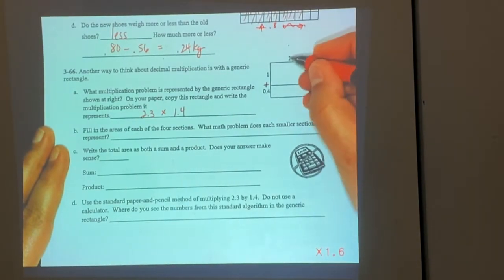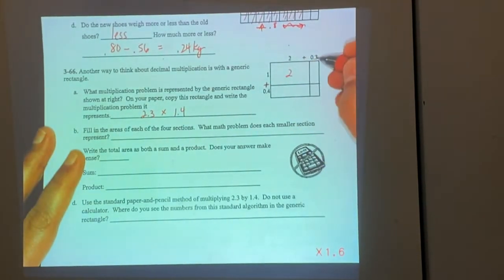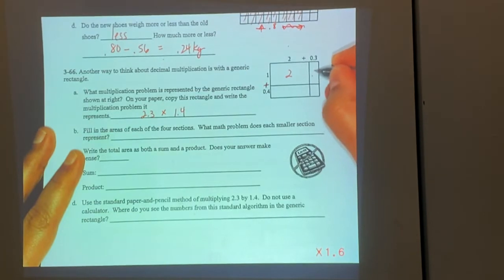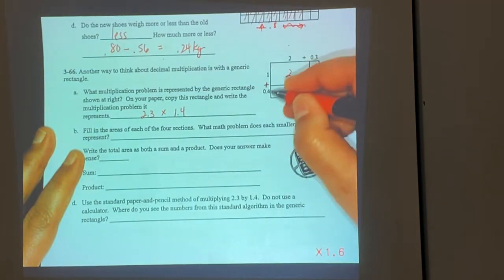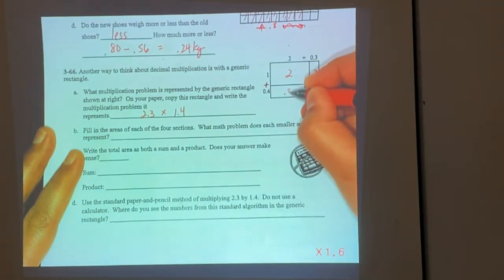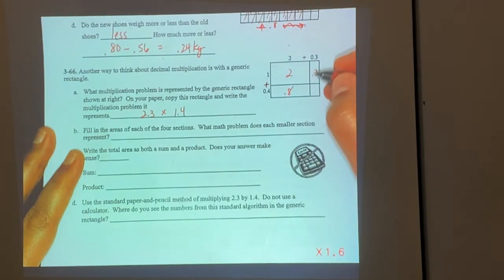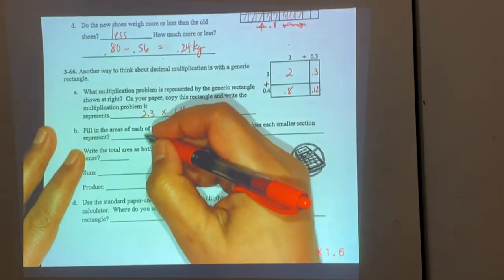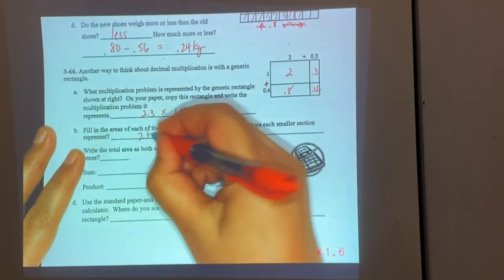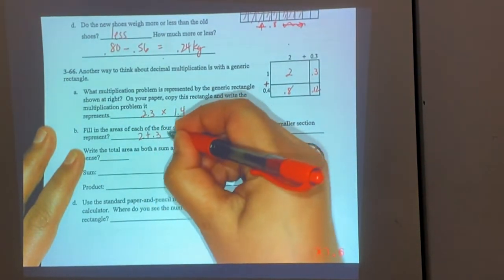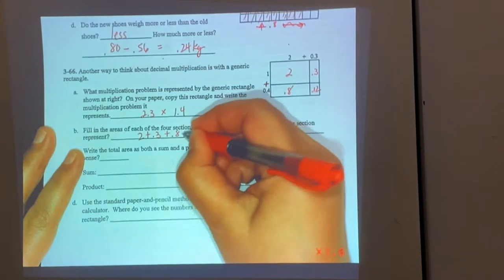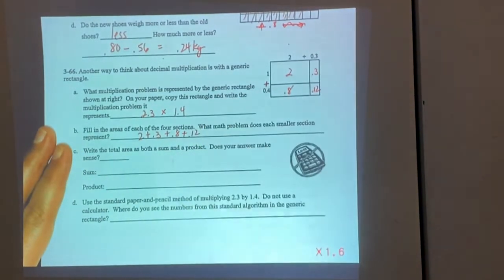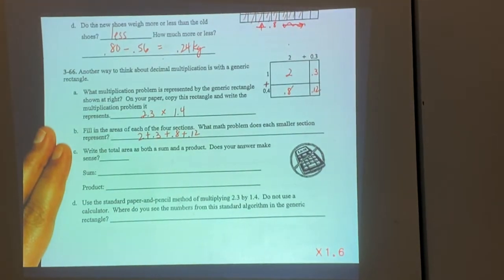Okay, so what's 2 times 1? It's 2. What's 0.3 times 1? It's 0.3. What's 2 times 0.4? It's 0.8. What's 0.4 times 0.3? It's 0.12. So then if we're going to add those up for B, I've got 2 plus 0.3 plus 0.8 plus 0.12. So it says, write the total area as both a sum and a product.